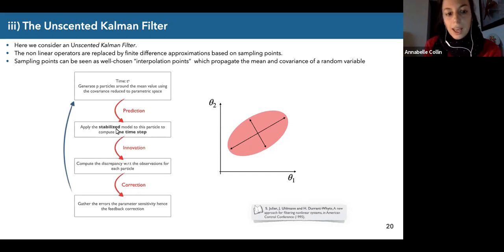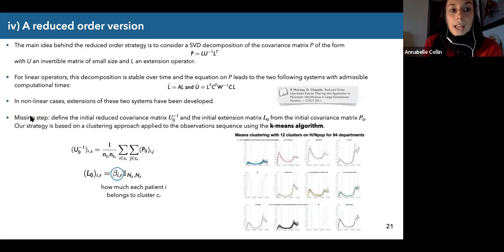I will make a prediction. I mean, I will apply the model to these particles to compute one time step. I will compute the discrepancy between the observations and the dynamics of each particle, and I will correct my solution using the approximated Kalman gain. So if I consider very large systems, in terms of the number of equations, but also in terms of the size of the population, for example, I will define a reduced order version of our Kalman filter.